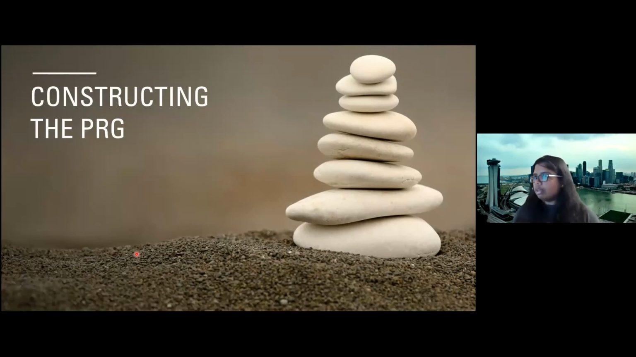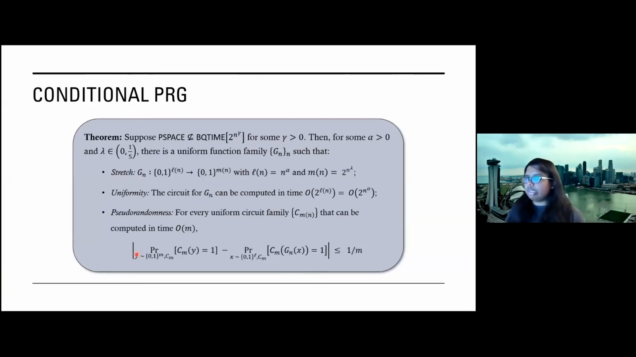Okay. So I will try and give a brief overview of the construction in the time that we have, because I don't think I have time to go through all of it. So this is just a placeholder to remind us that when PSPACE is not in sub-exponential quantum time, then we have a generator with the following stretch. It can be efficiently computed and it satisfies a pseudorandomness condition.